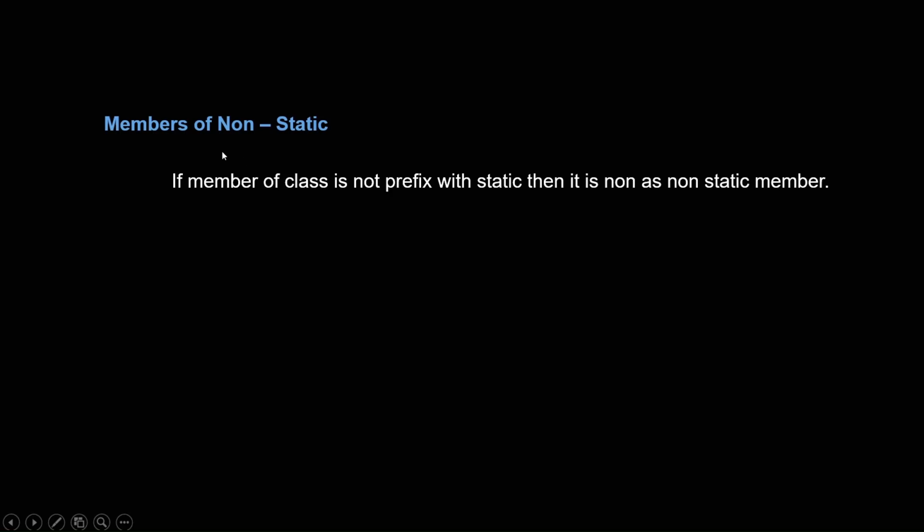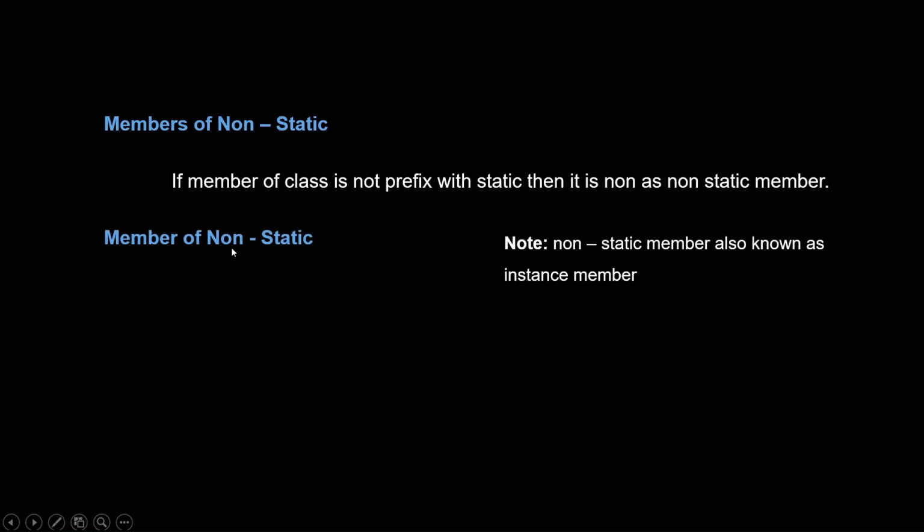So the first one is, what are the members of non-static? Basically, members of a class, means inside of a class, whatever members we have, like variables, methods, initializer, block, that are not prefixed with static, means not annotated with the static keyword, then they are known as non-static members.